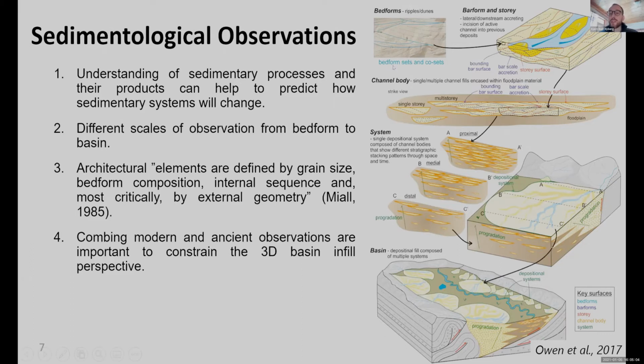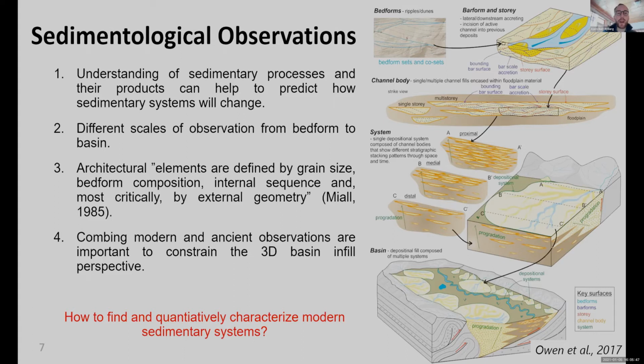But essentially, in order to understand these 3D geometries of a basin infill, we really need to understand both the modern perspective, how it looks like in the plan form perspective, and from ancient observations, how it looks in time. And that can help us then constrain these processes and how they will change in time. Now, for this presentation, what I'll be focusing more towards is how to quantify and characterize modern sedimentary systems, and how you can apply those to your ancient outcrop.